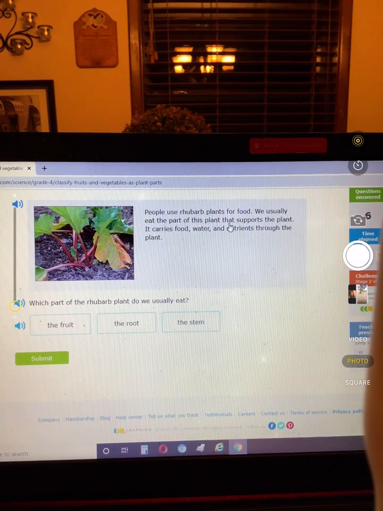People use rhubarb plants for food. We usually eat the part of the plant that supports the plant, carries food, water, and nutrients. What supports the plant? You can tell that's not your leaf. This is above ground, so it's the stem.